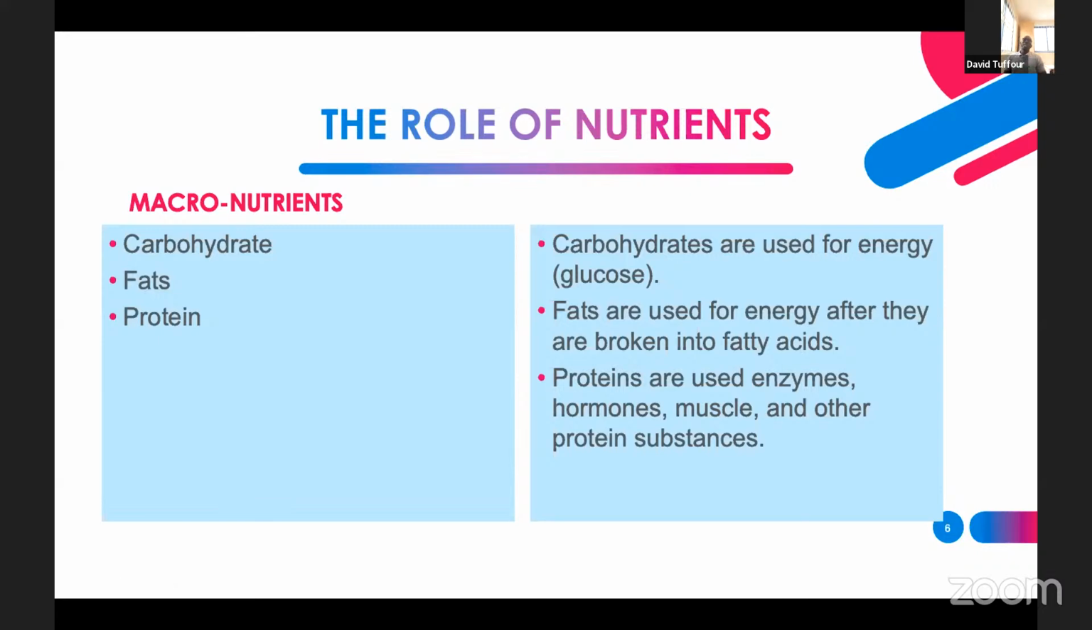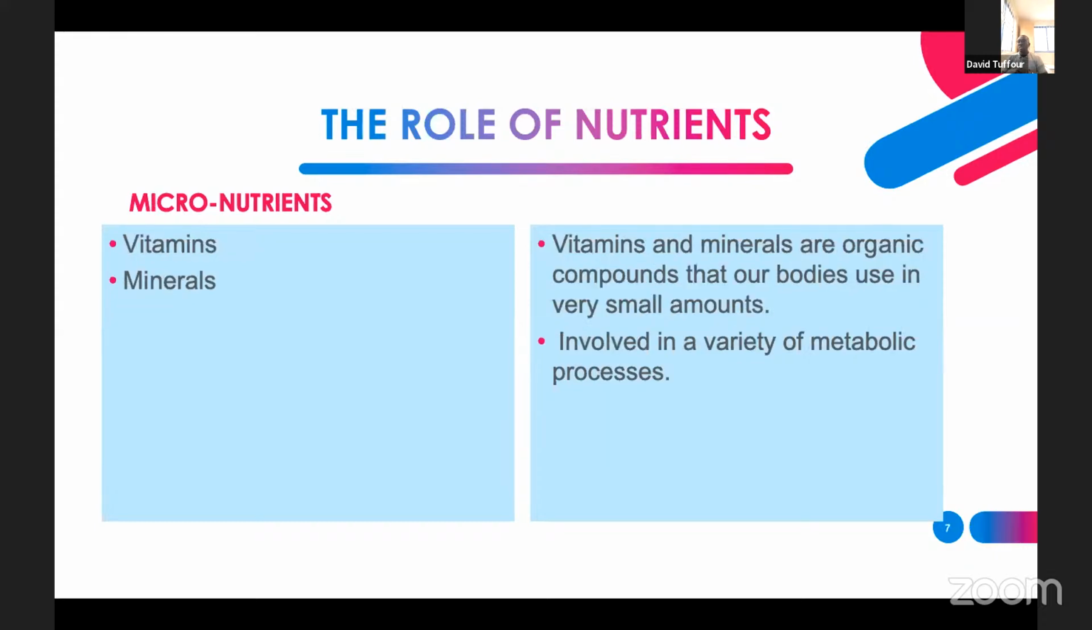unless in extreme cases. Also, the other component of macronutrients that we are looking at is fat, and this can be used for energy as well. Fats are very important. They can be broken down into fatty acids, which can be used for energy production, and are also a very important component of our diet. Protein is mostly used for enzyme production, hormones, synthesis of muscles and other protein substances. So this is it for the macronutrients.